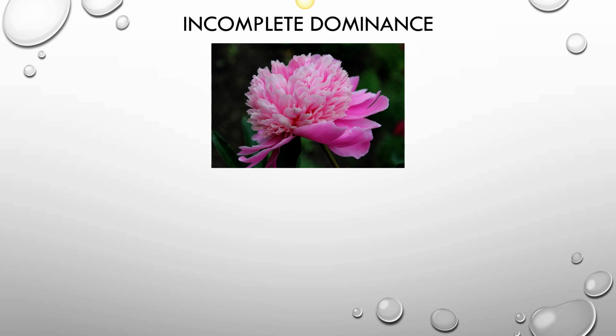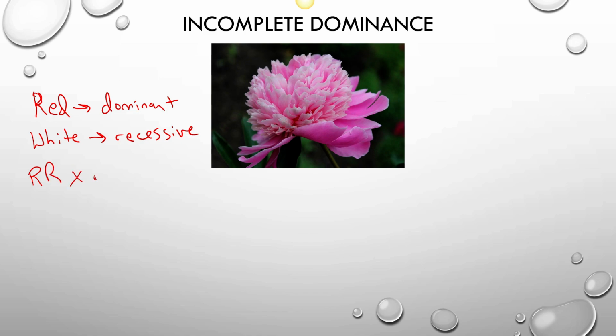Let's say that with this type of flower, red flowers is dominant, so white flowers is recessive. But if you have a homozygous dominant mate with a homozygous recessive, and you produce heterozygotes, the heterozygote is a mixture of the dominant and recessive phenotypes. So the heterozygote ends up pink.